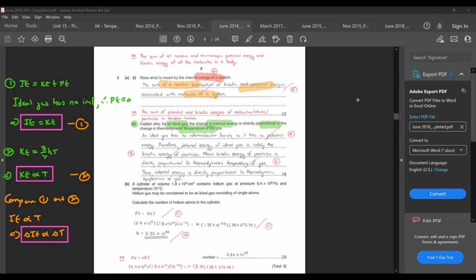Now you have to put it into words. So when you put it into words, it looks like this in your answer. You say ideal gas has no intermolecular force, so has no potential energy. Therefore, internal energy of ideal gas is solely your kinetic energy of your particles. And then next you say that mean kinetic energy of particles is directly proportional to thermodynamic temperature of your gas. Thus, internal energy is directly proportional to thermodynamic temperature of your gas. That's why here you would say that change in internal energy is directly proportional to change in thermodynamic temperature of your gas. Okay, so that is for this particular question.